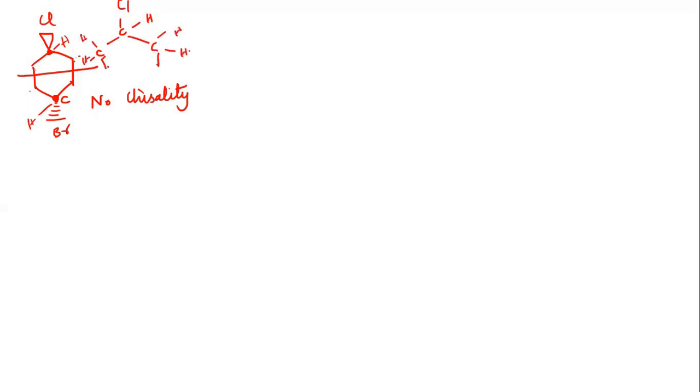The same bonds are present. So this guy is not chiral. This guy is also not chiral, and this guy is also not chiral. So we don't have any chirality. But let's go to plane of symmetry. So we should not have any plane of symmetry.